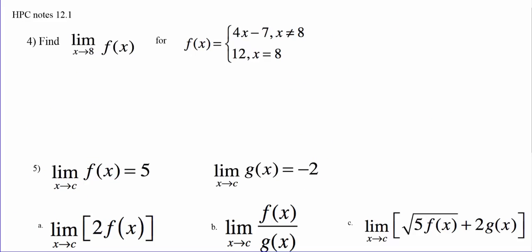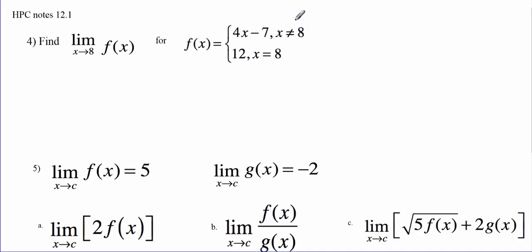Alright, continuing on. Now we're going to consider this scenario of a piecewise function, like you see here on number 4. And we're trying to find the limit as x approaches 8 for the given function f of x, and you can see the function f right there. But you'll notice that this function has the pesky stipulation that when x is equal to 8, the graph just has this one random point out there. Everywhere else it follows this pattern for x minus 7.